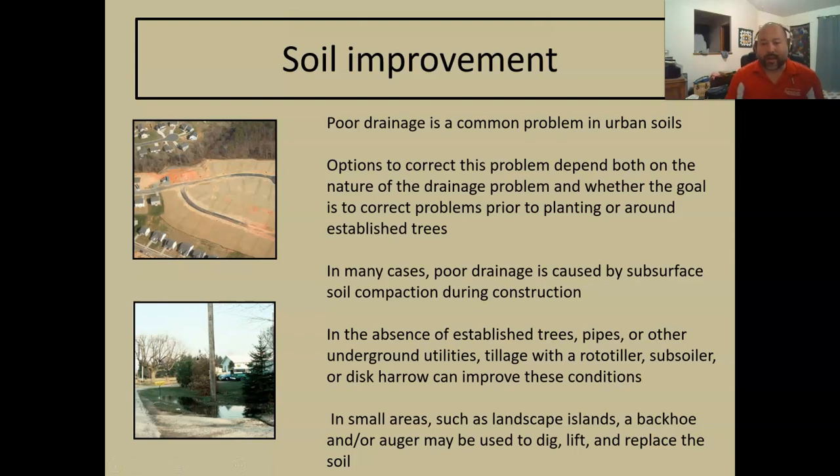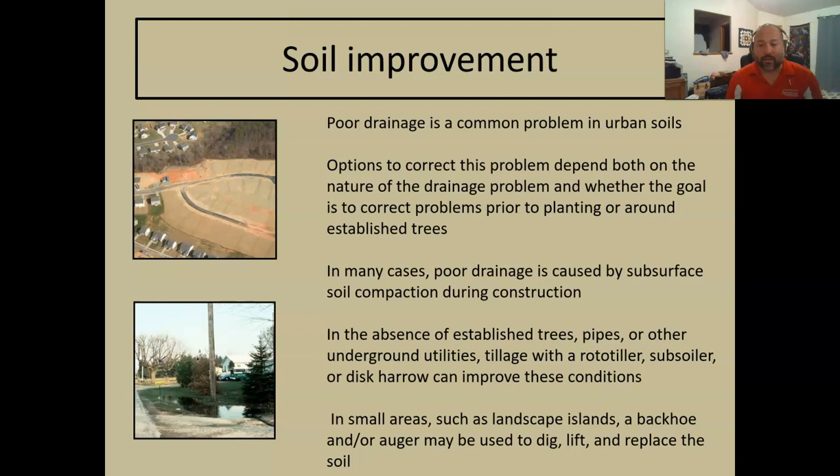Soil improvement. So how do you actually improve some soils? Poor drainage is going to be a common problem in urban soils. Your options to correct poor drainage are going to depend on the nature of the drainage problem and whether the goal is to correct the problems prior to planting or around established trees. Basically, you'd like to fix problems before the trees go in. If the trees are already in there and now you've got poor drainage problems, you can make your fixes, but they're going to be more expensive, and they may involve a lot more work than if you could do it beforehand.